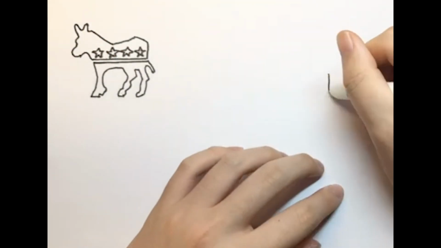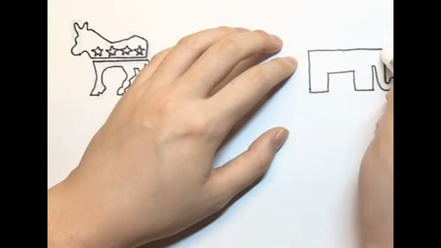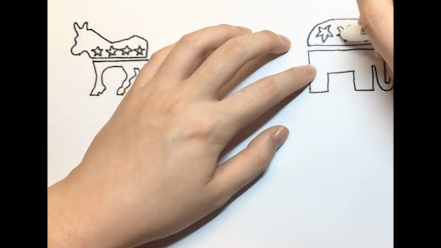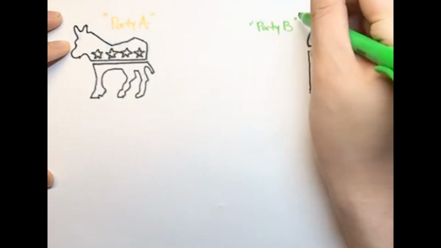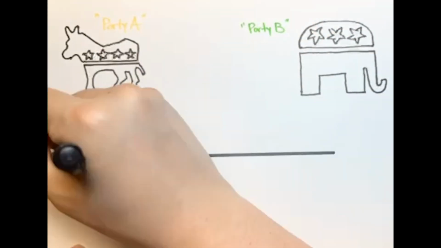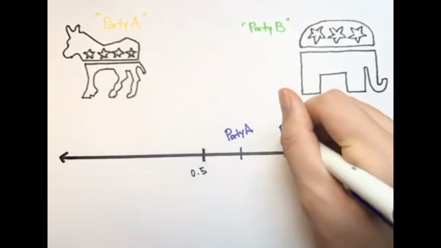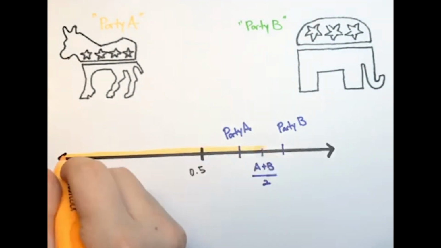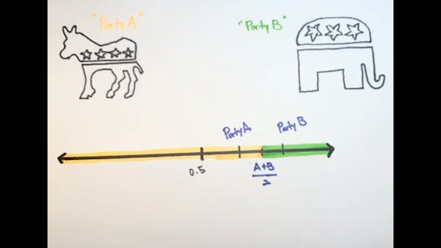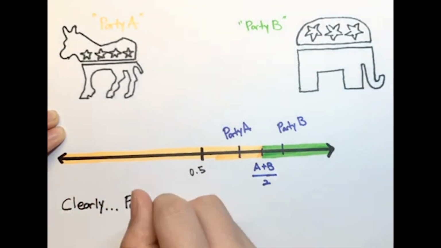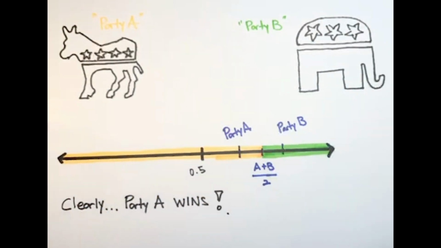To explain the logic of the median voter theorem, let us first assume that everybody votes. Now, let there be two parties, Party A and Party B, which totally does not reflect real life. We see that everybody to the left of the middle of Party A and B votes for Party A. On the other hand, all the voters to the right of the middle of Party A and B vote for Party B. Now we clearly see that Party A, which is closer to the median position, wins the popular vote.